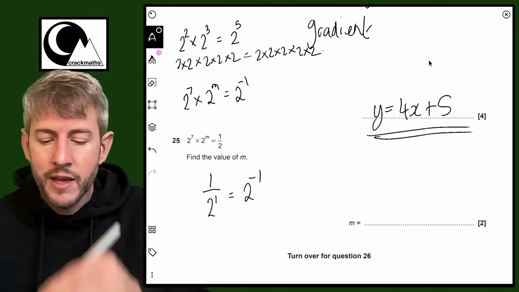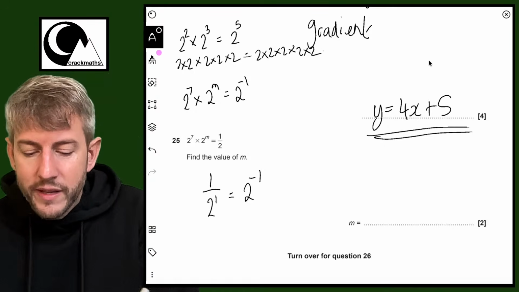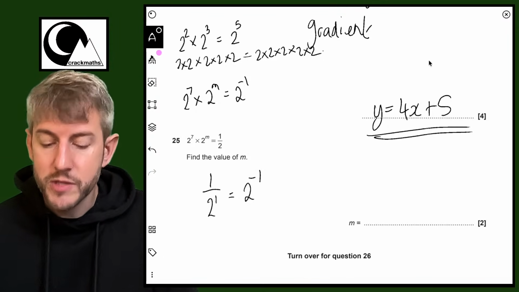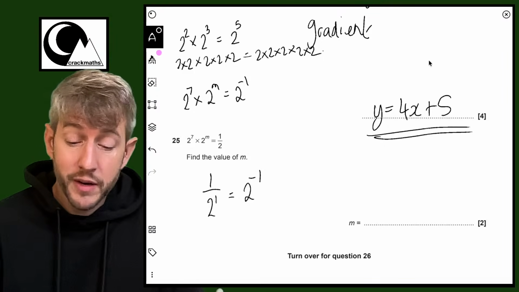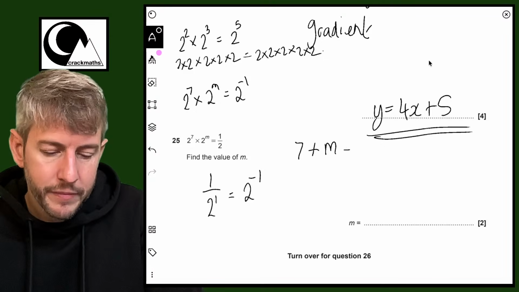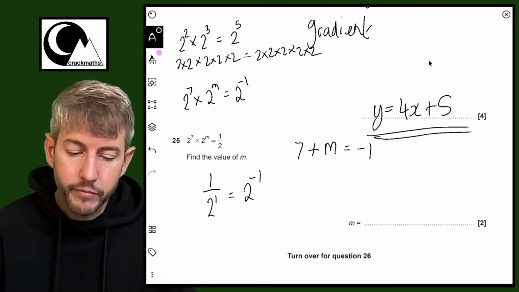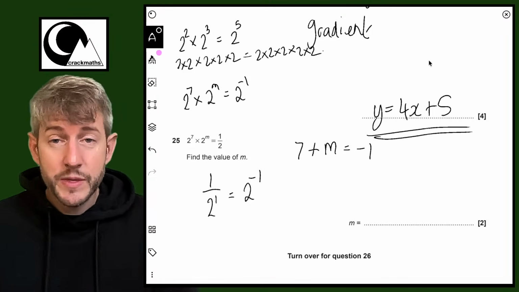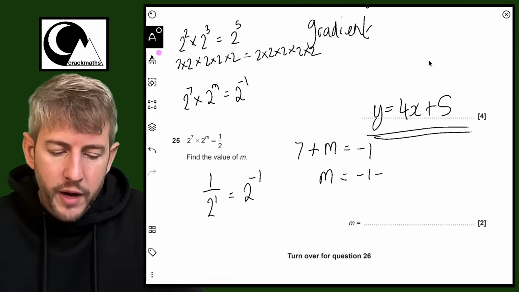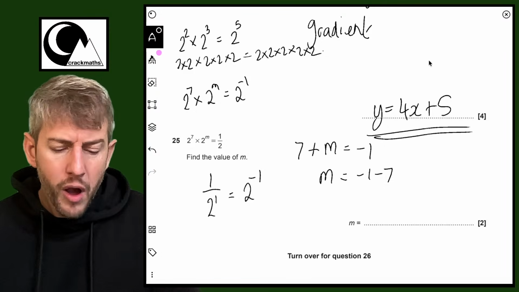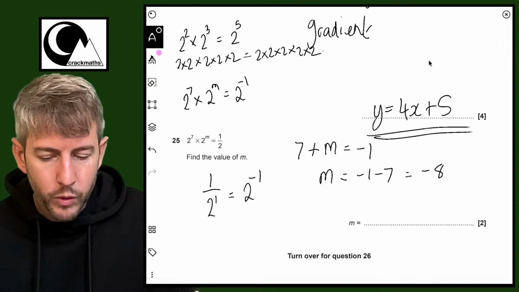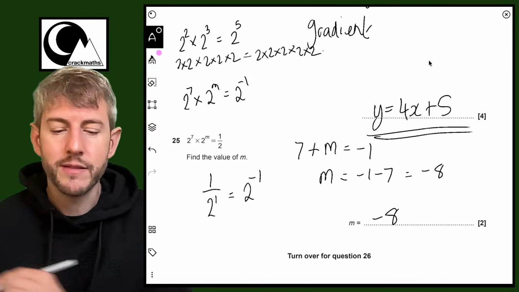So therefore, if we've got 2 to the 7 times 2 to the m equals 2 to the minus 1, that tells us that 7 add m equals negative 1. Okay, so now we take 7 from both sides. So we've got m equals minus 1 minus 7. Minus 1 minus 7 is minus 8. Okay, so m will equal negative 8.